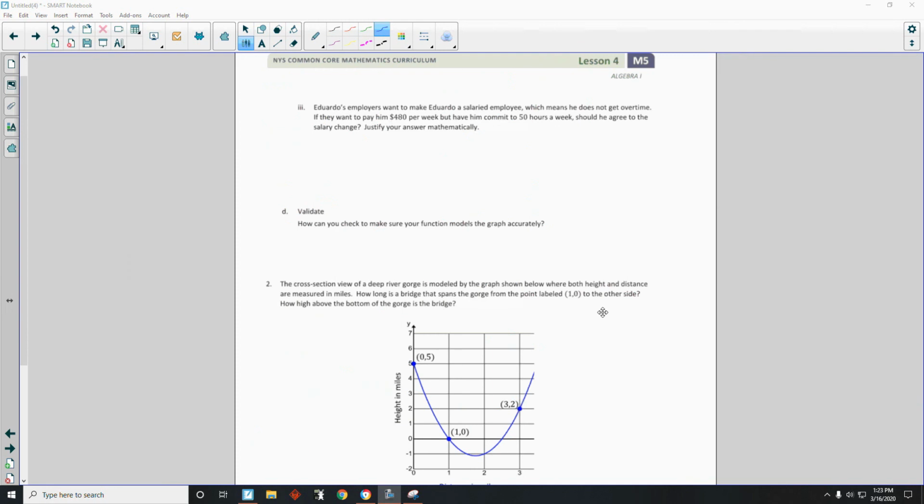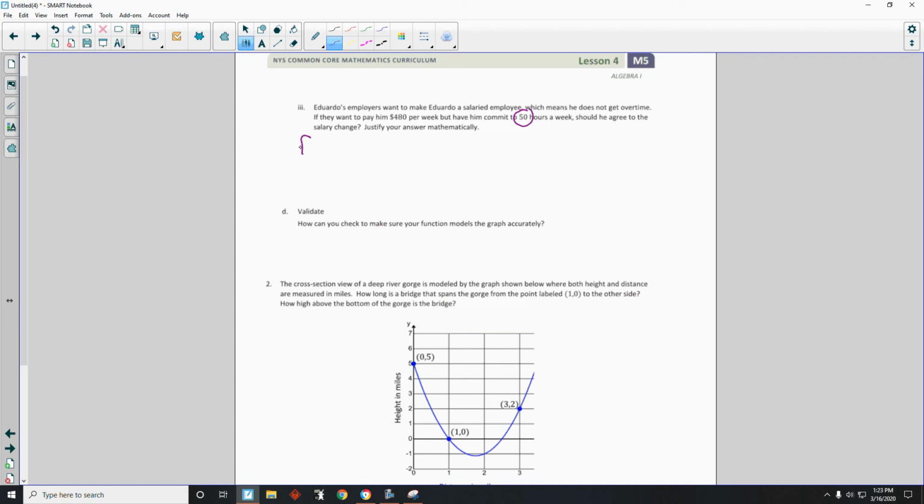Okay, page 4. Eduardo's employers want to make Eduardo a salaried employee, which means he does not get overtime. If they want to pay him $480 a week, but have him commit to 50 hours a week, should he agree to the salary change? Justify your answer mathematically. Okay. So we want to pick a value that is greater than 40 and then check. So let's just say he works 50 hours. 50 hours a week is right here. Okay, and so we want to see if this would justify.